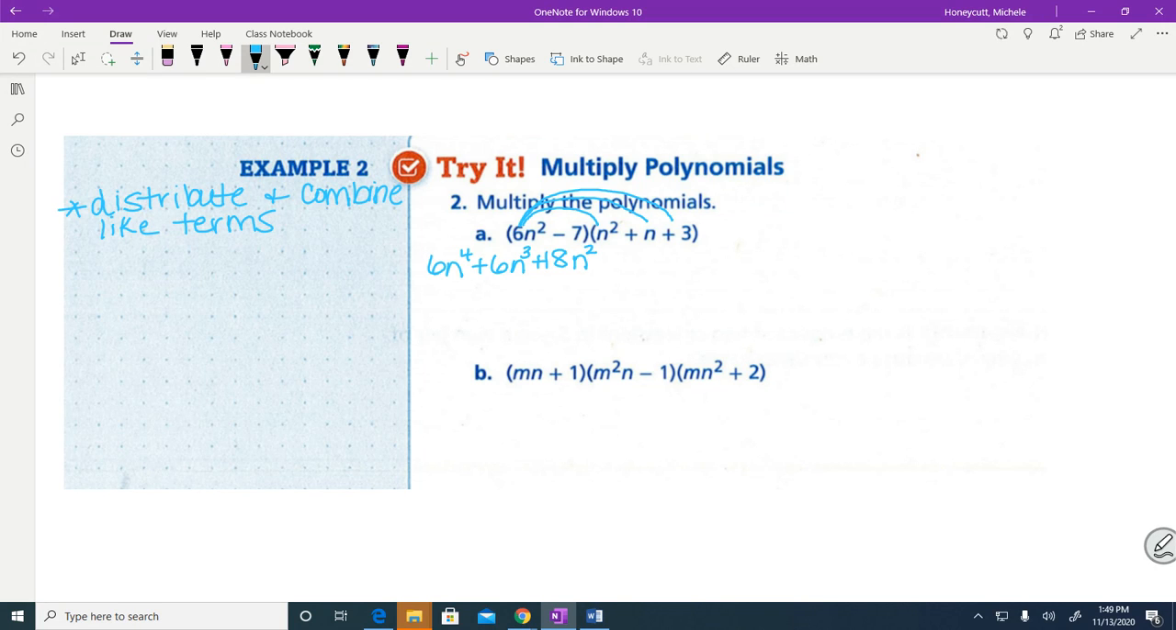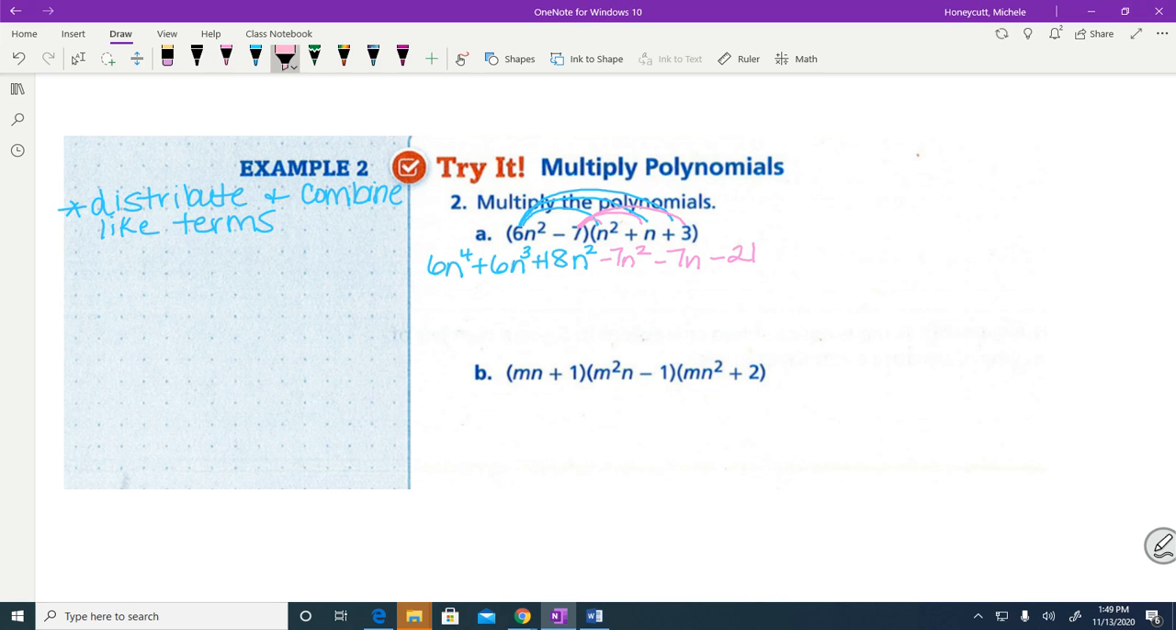6n times 3 is plus 18n squared. Then I need to distribute this negative 7. So negative 7 times n squared is minus 7n squared. Negative 7 times n is minus 7n. And then negative 7 times 3 is negative 21.